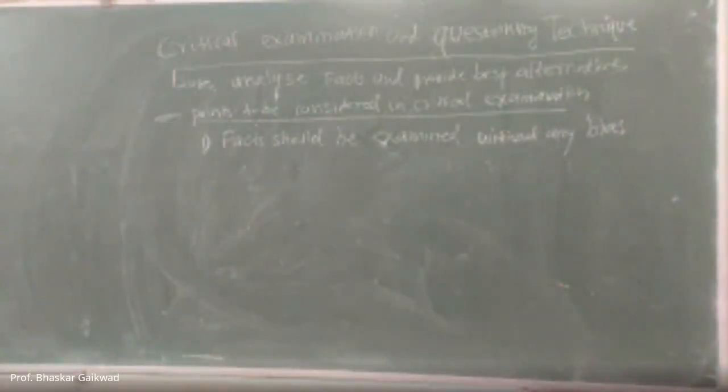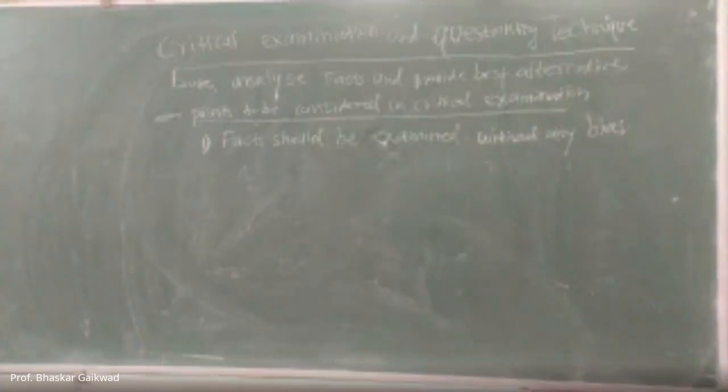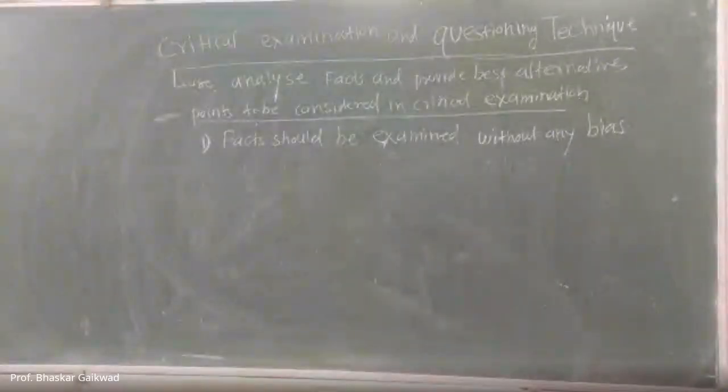The first point: facts means the actual situation should be examined without any bias. Bias means previous history in your mind. So whatever is going on, you have to observe or examine it. Okay, so this is the first point.